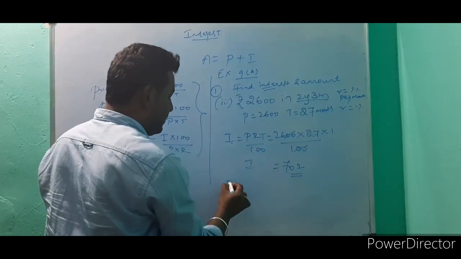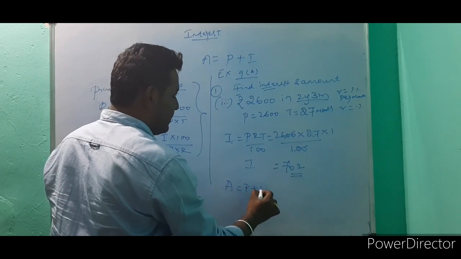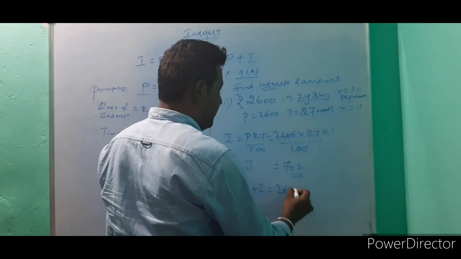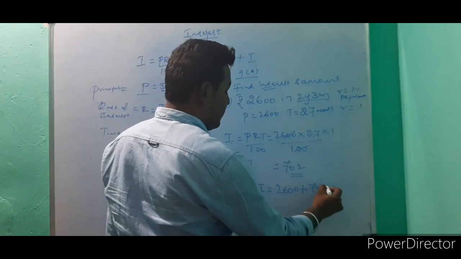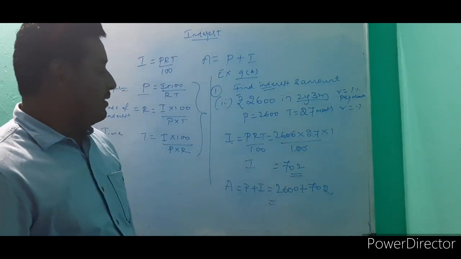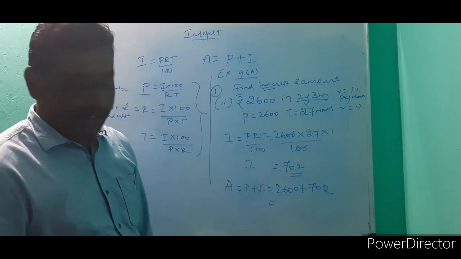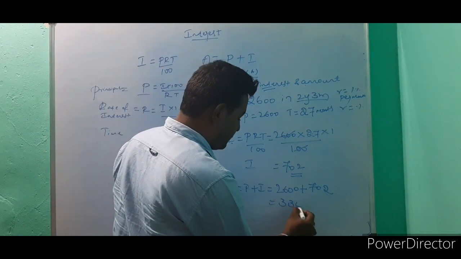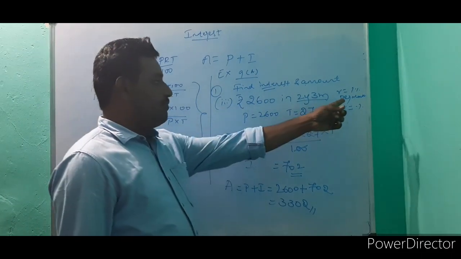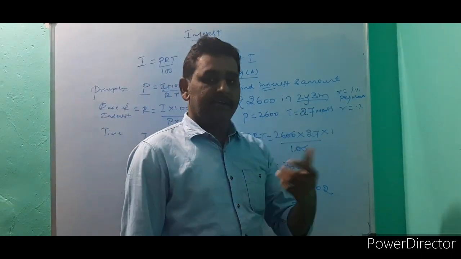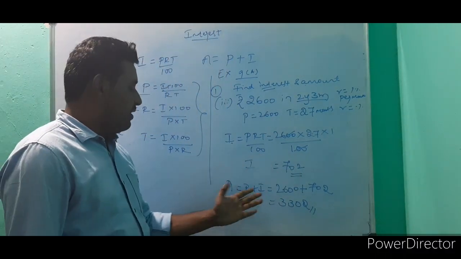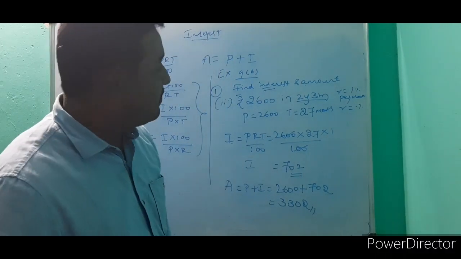Next we have to find the amount. Amount is principal plus interest. Principal is 2600 plus interest 702. If you add these two, you will get 3302 as the answer. So like this, if it is per month, you have to convert the year into months, substitute the time in the formula. First you find the interest and next you find the amount.